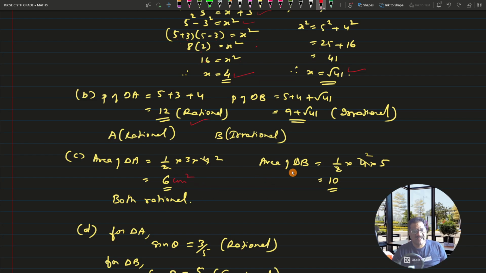Which is of course rational. Area of triangle B will be half into base into height. So it will be half into 4 into 5. 2 and 4 will cut and you'll get a 2 over here. 5 2s are 10. So you get 10 centimeters square. This is the area of triangle B. Now which is rational? Of course, both are rational numbers. So area of triangle A as well as area of triangle B, both are rational numbers.